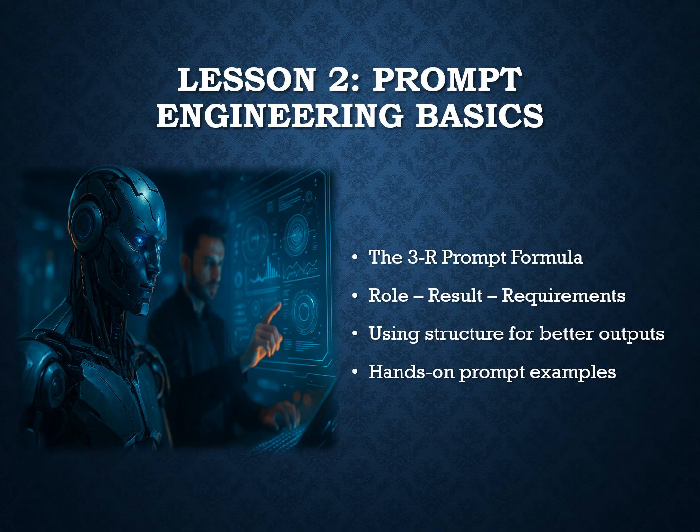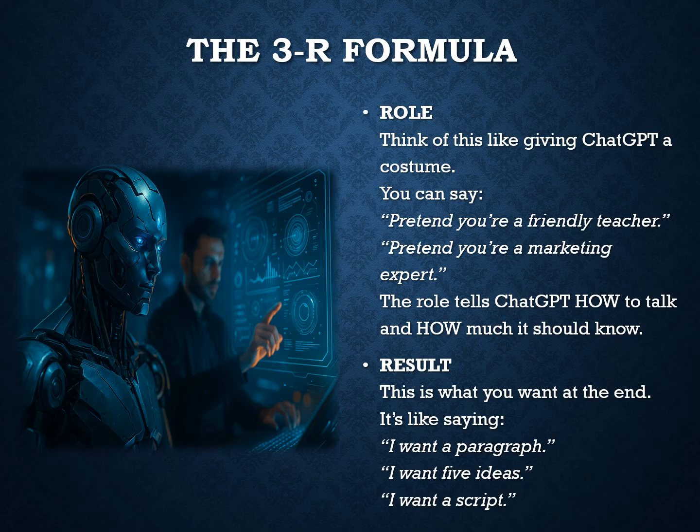Lesson 2. Prompt Engineering. Here's the secret to getting amazing results from ChatGPT, the 3R formula. Role, result, and requirements. It's like giving ChatGPT a map so it doesn't get lost. Role is like giving ChatGPT a costume. You tell it who to pretend to be. A friendly teacher, a marketing expert, a website designer, and it shapes its answers to match that personality.